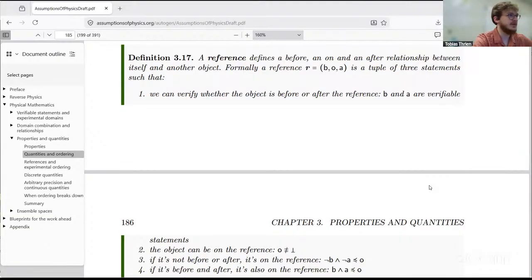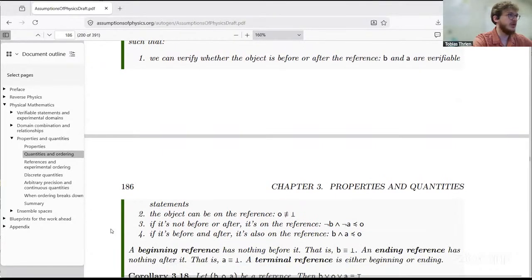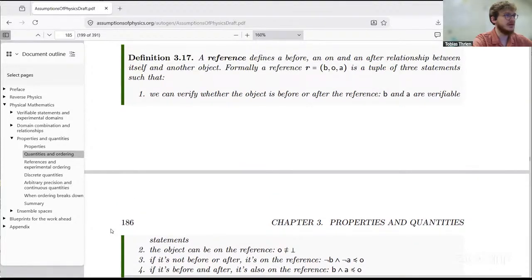A reference defines a before, an on, and after relationship between itself and another object. Formally, a reference R is a tuple of 3 statements such that we can verify whether the object is before or after the reference, meaning B and A are verifiable statements. I forgot to say we call this the BOA, for before, on, and after.